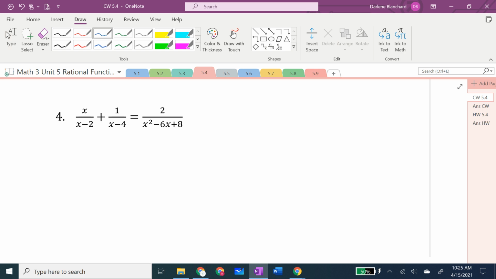You might be able to save time if you look at what this factors to. Not necessarily going to save you time, but it might. So how does that factor? One times 8 and negative 6. Two numbers. What are those two numbers?